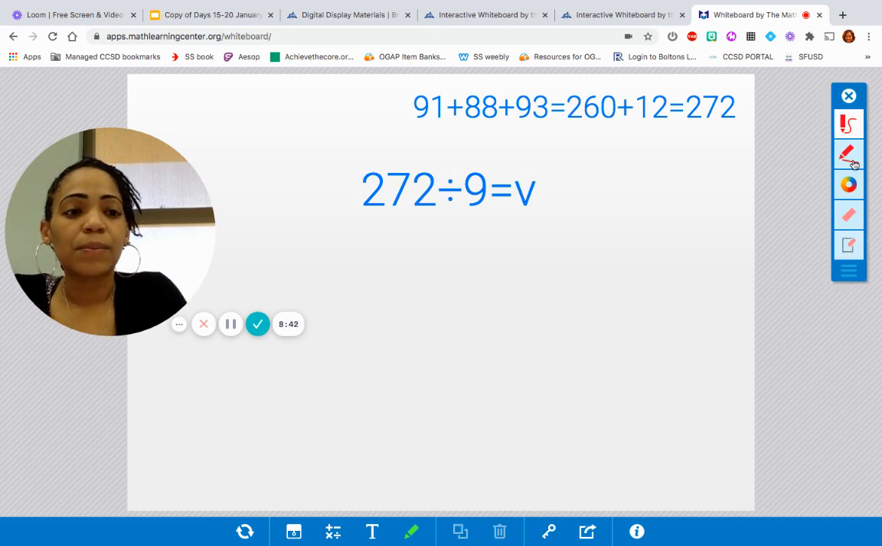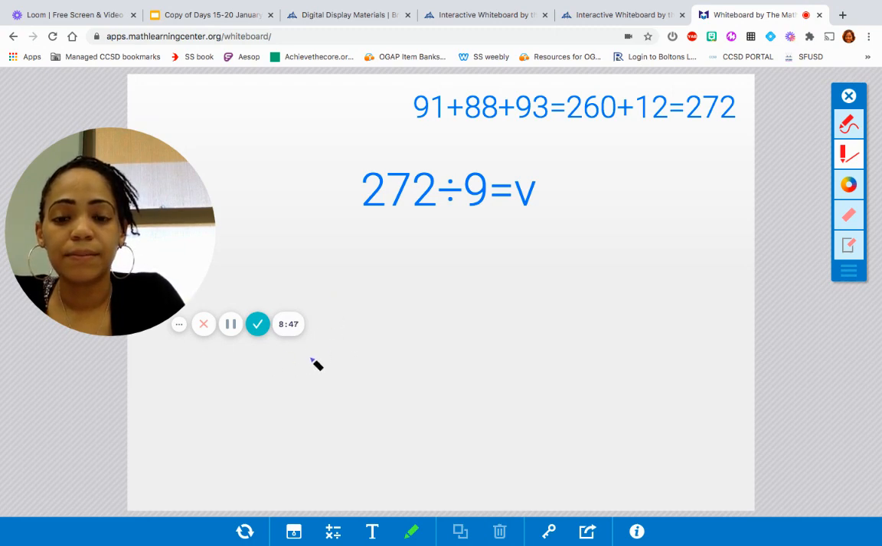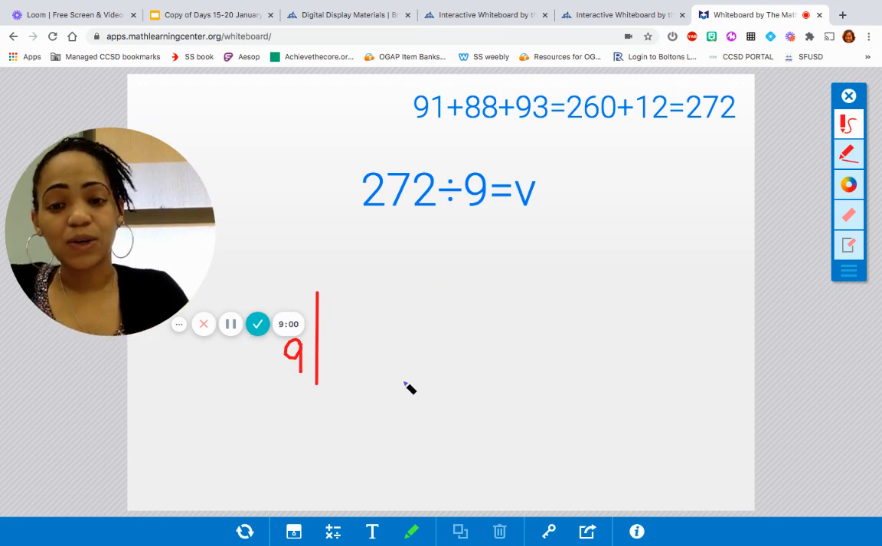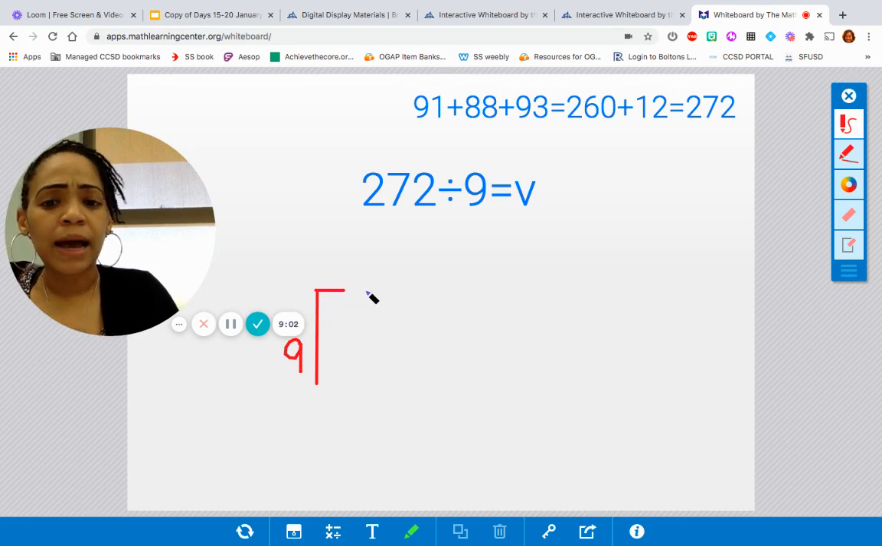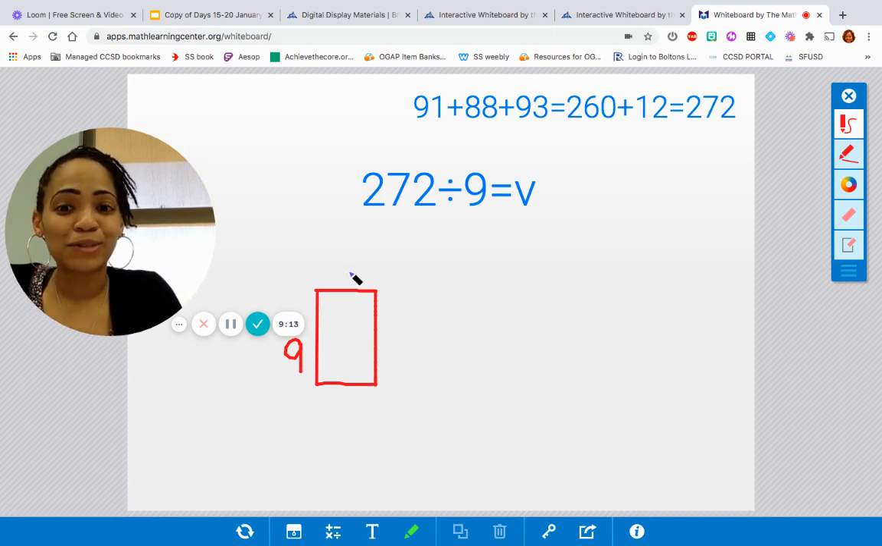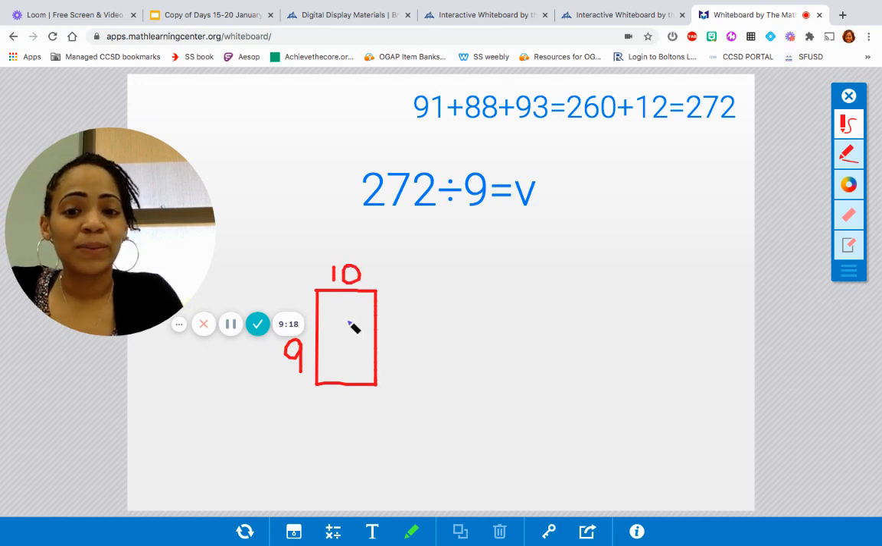Awesome. Let me draw a picture to represent this. So I know I have my dimension of 9. I know that. This is 9. And I'm going to figure out how I can fit 272 within that. So I'm going to start by taking out groups of 10. And maybe you just jumped right to 30 because you knew that 9 times 30 was 270, which is great. But if you weren't still sure, this is a really good way to do it.